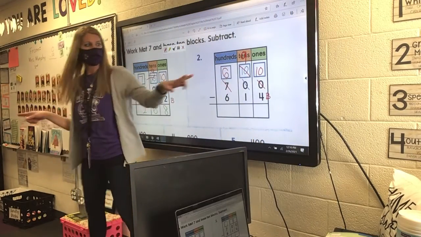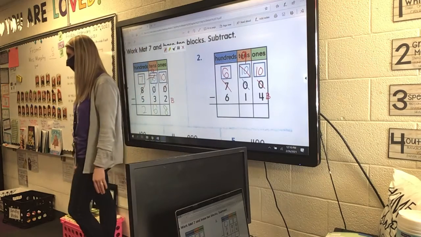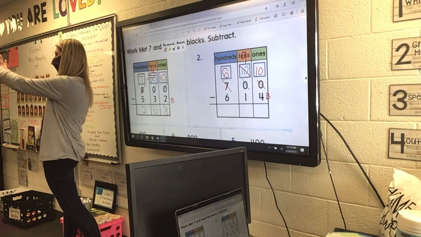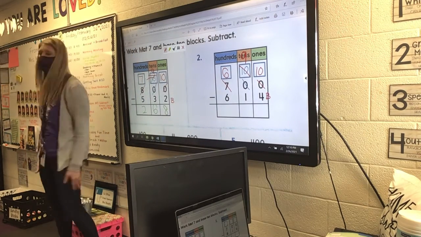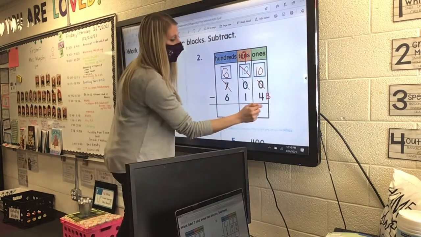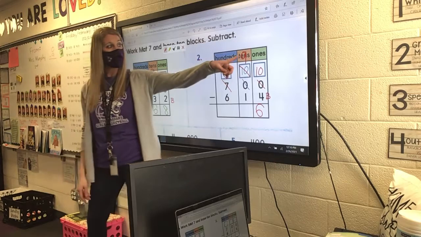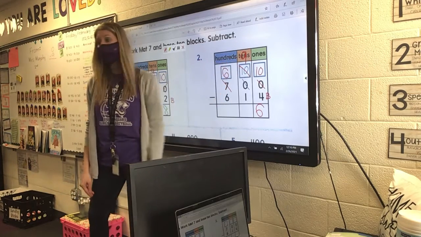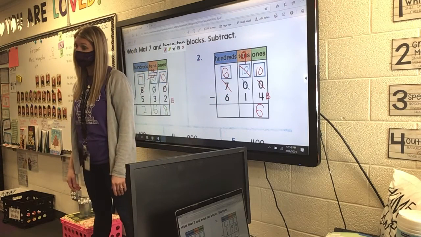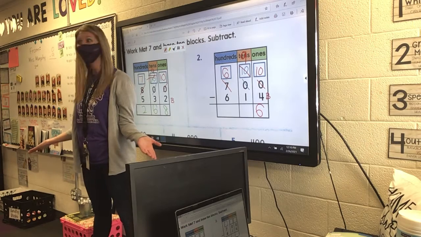Now, Charlotte, can you do 10 minus 4? 10, take 4 away. 6. Now, Mason, look at this. Mason thought we had to borrow. But Mason, I have 9 at the top, and I want to take 1 away. Do I need to borrow?